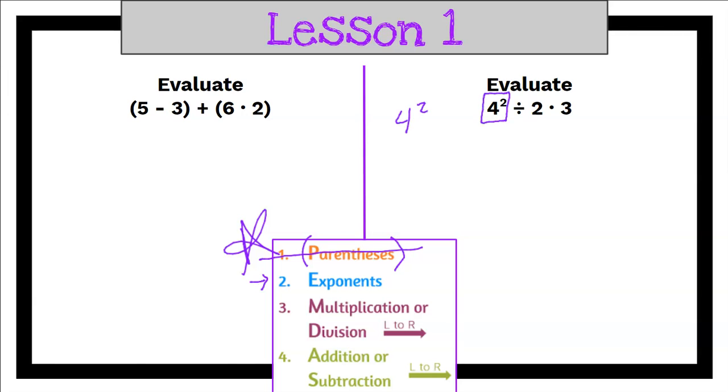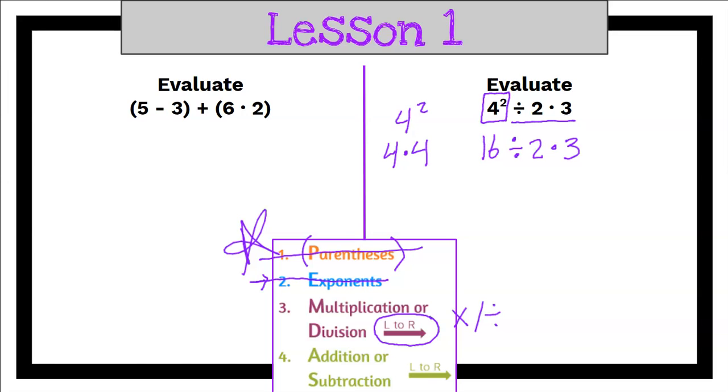4 squared means 4 times itself. So 4 times 4, which is 16. And then the rest of our equation just stays. So 16 divided by 2 times 3. So we did step 2. Do we have multiplication or division? Yes, we have both. So we need to do those in order from left to right.